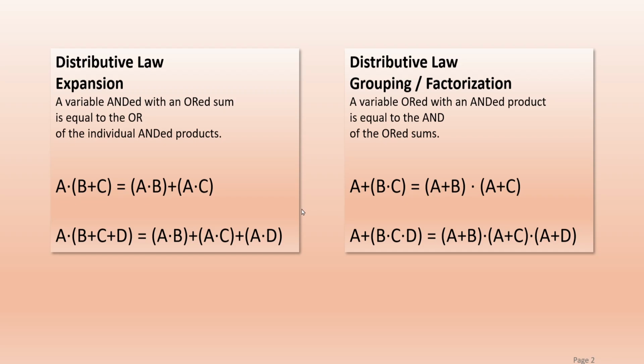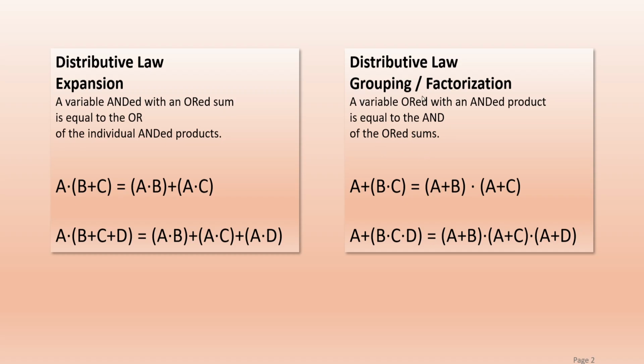So I just wanted to give you the example with two variables and three variables, and towards the end we're going to take a look at some combined ones as well. All right, so definitions for the distributive law expansion law. Here's a mouthful. A variable ANDed with an ORed sum is equal to the OR of the individual ANDed products.